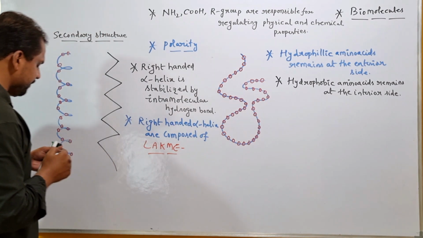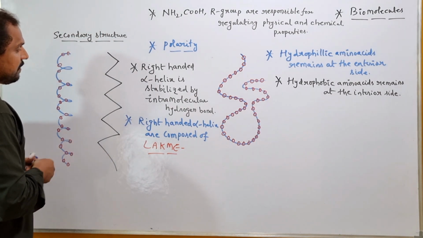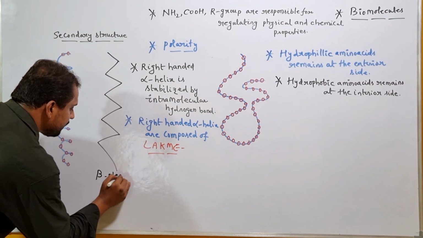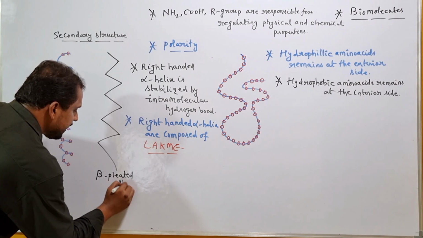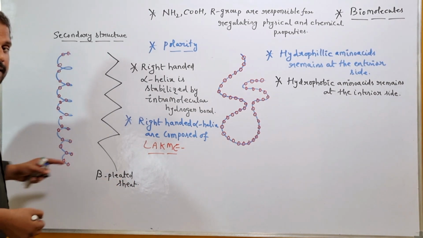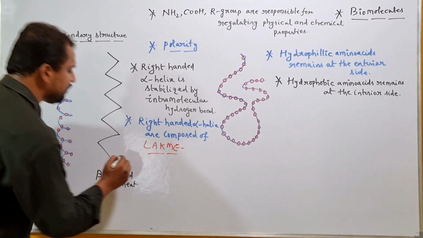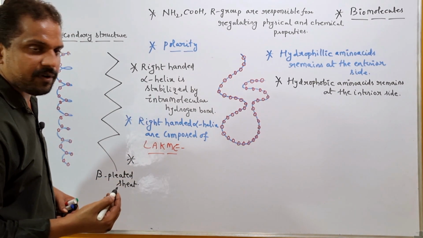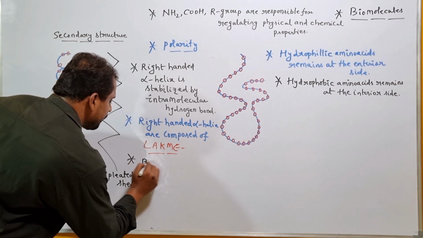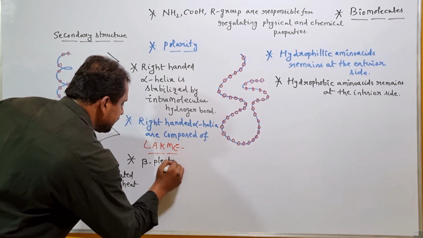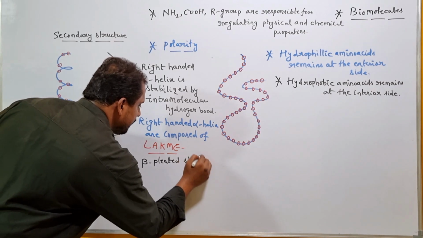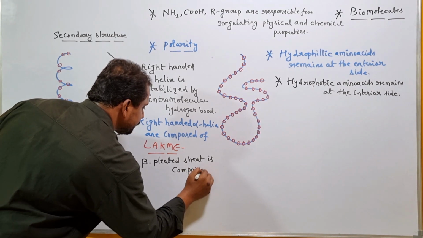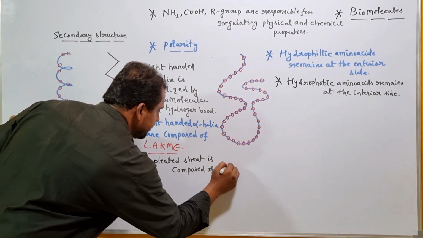Then in the same way, if we consider the beta pleated sheet, most commonly it is composed of certain bulky amino acids. Is it clear? The beta pleated sheet is composed of bulky amino acids like isoleucine, phenylalanine and tryptophan. Beta pleated sheet is composed of bulky amino acids.